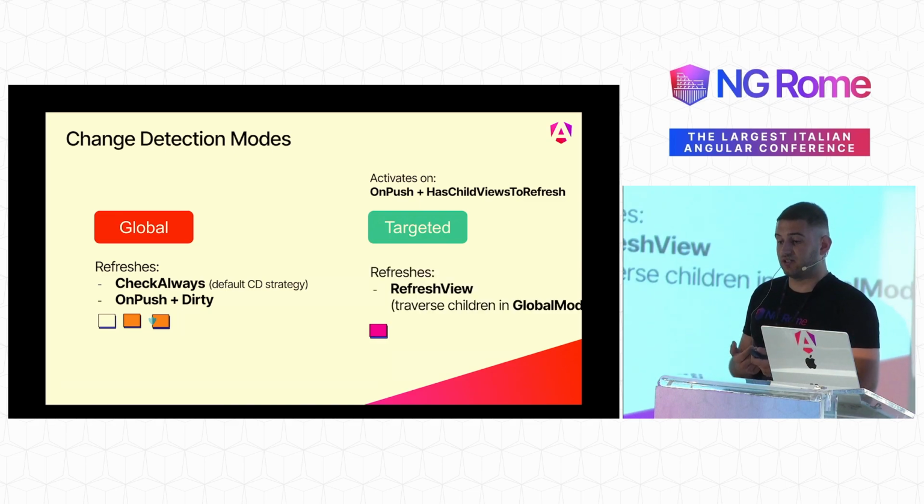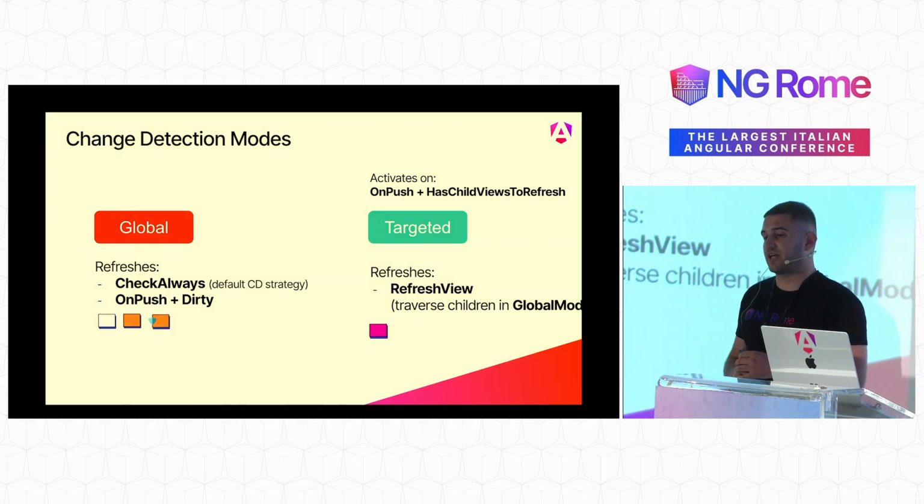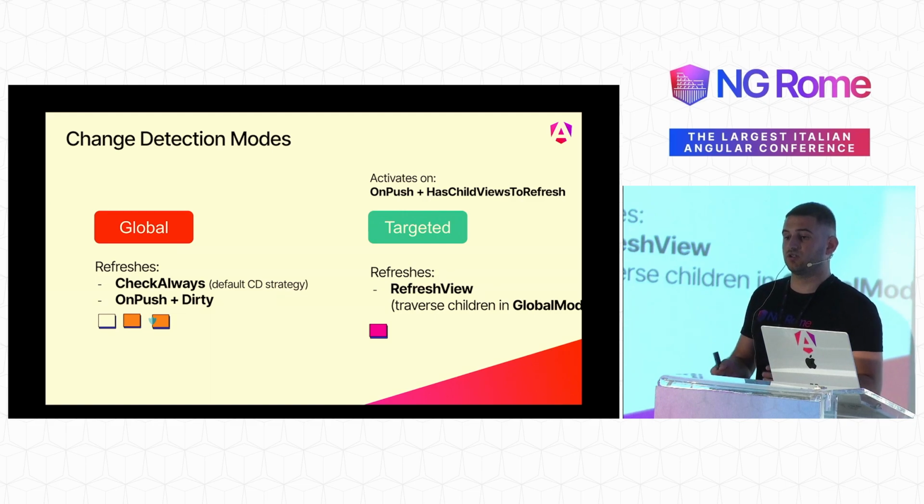And in targeted mode, Angular will refresh everything that has a refresh view flag set. And at that point, the moment that it reaches that, it will traverse children in global mode again. So this way, Angular can keep backwards compatibility with older applications or older types of components that use default change detection. So what this means is that Angular will still support every kind of component that you have, even if it's OnPush, default, or whatever kind you create. If it has a signal read in the template that changes, it will be updated.